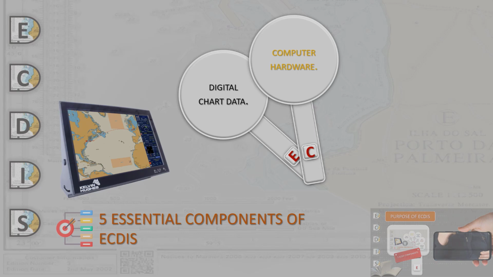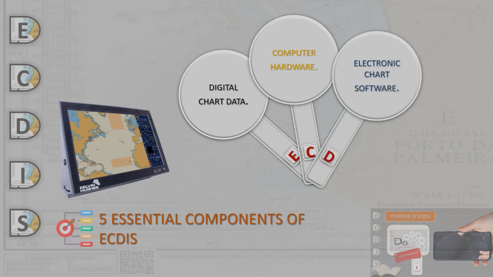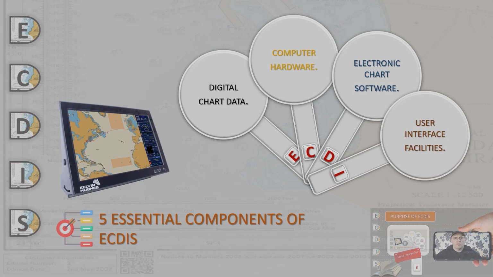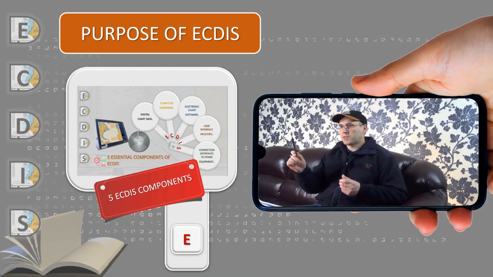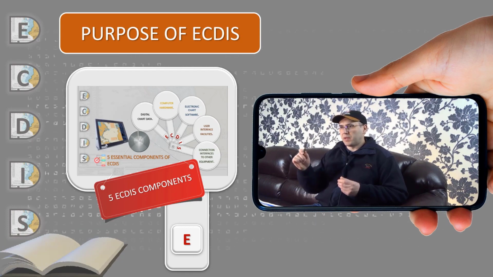Also, the electronic chart software that is run by the computer hardware. ECDIS is equipped also with the user interface facility, such as the display and keyboard and trackball. In the meantime, the ECDIS system requires electronic interconnections to other onboard equipment. Look at the diagram. Let's leave some remarks about ECDIS main elements.